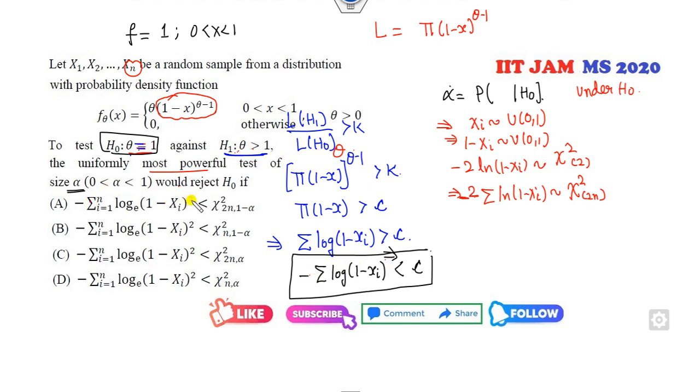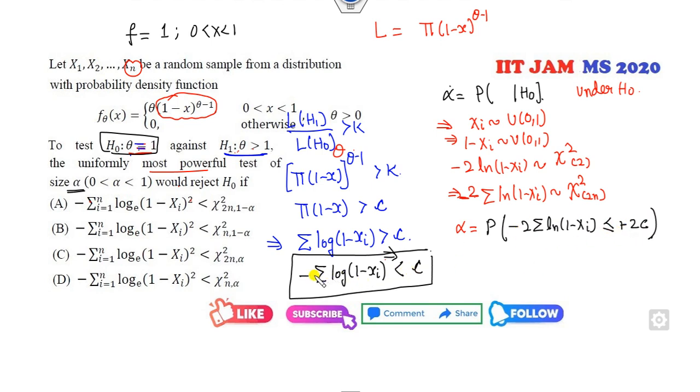So you can see this is in the power. Fine. Now once you know this, what is the alpha? What is the size of this? Probability of this quantity, minus 2 ln of 1 minus xi, should be less than 2c. Fine. Because sorry, it's a plus c.